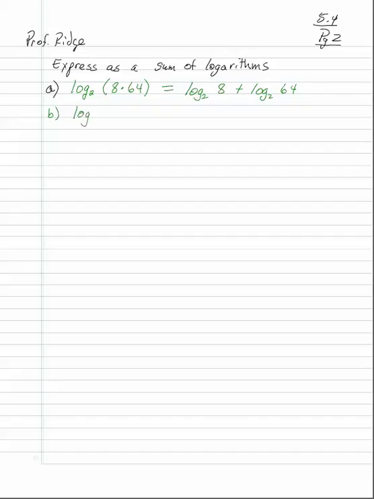Log of 0.2x, so that's log 0.2, and remember, if there's no base written, it's the common log, base 10, so log base 10 is just log. So log of 0.2 plus log of x. Okay, so you can take products and split them up. If you had log of 3xy, well, that would be log of 3 plus log of x plus log of y.